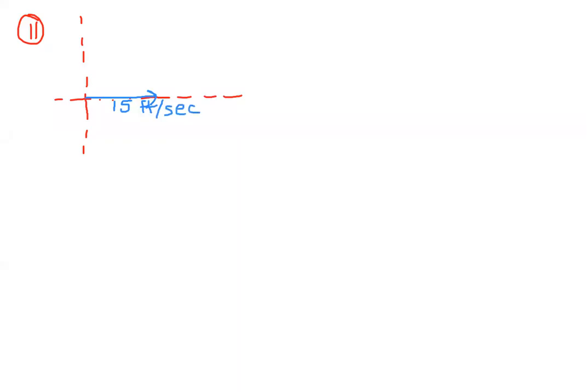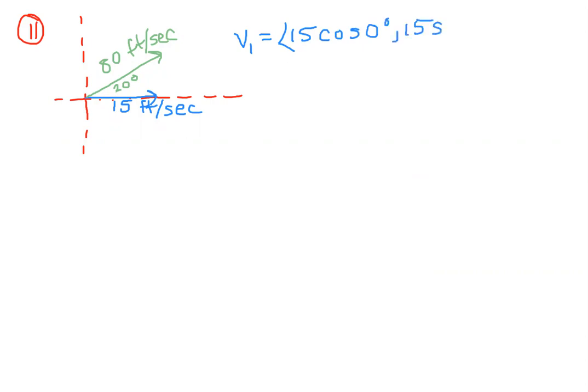And then we've got a baseball that is being thrown at an angle of 120 degrees, and it is at 80 feet per second. Then it says, what is the resultant speed and direction of the throw? So we've got to find each one of these. The first one, V1, the running, is going to be 15. And what's our angle? Our angle is 0. So it's going to be 15 cosine 0, 15 sine 0.